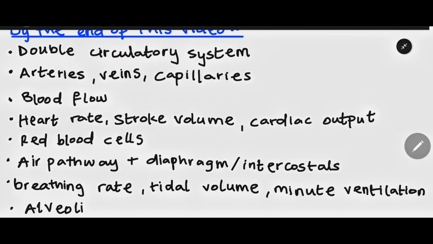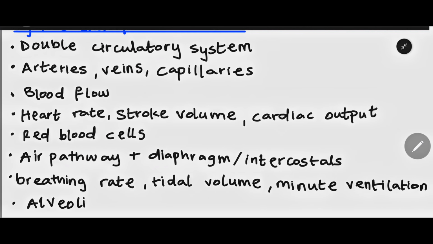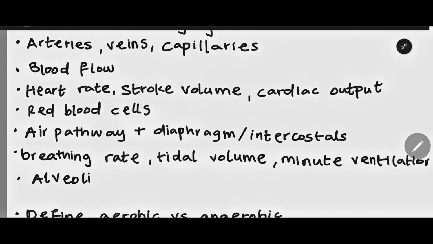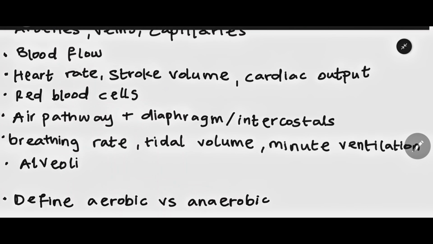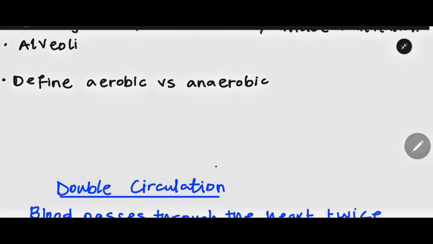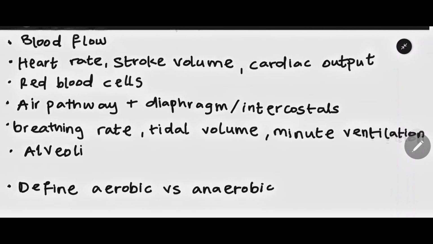Be able to explain the role of red blood cells, describe the pathway of air going through the lungs and how the diaphragm and intercostals work in breathing, define breathing rate, tidal volume, minute ventilation, explain the role of alveoli, where gaseous exchange occurs, and lastly, define aerobic versus anaerobic and link it to intensity and duration of exercise. Okay, let's jump right in.